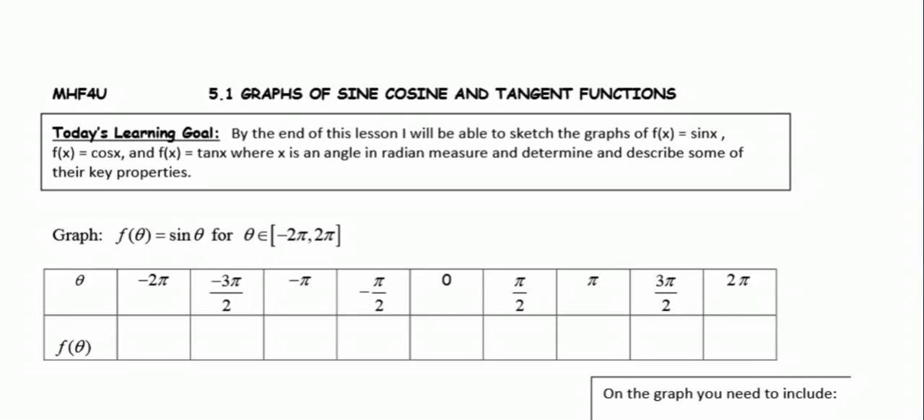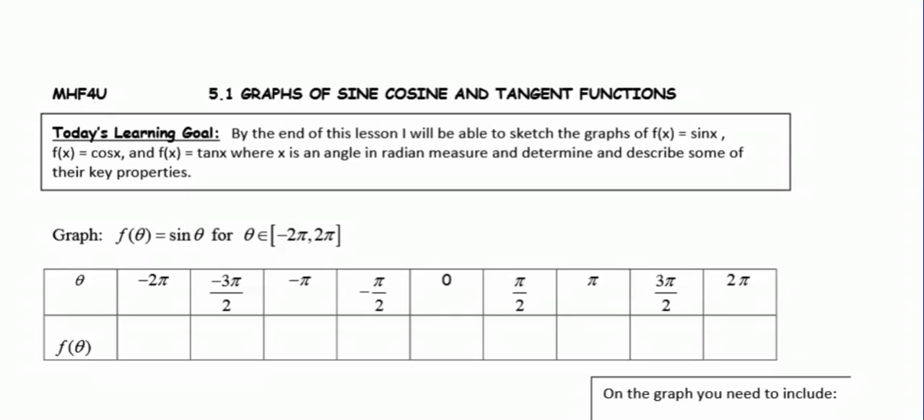Today we're going to do 5.1, graphs of sine, cosine, and tangent functions. By the end of the lesson, you should be able to sketch f of x equals sine x, f of x equals cos x, and a new one, f of x equals tan x. But the difference is that x is going to be an angle in radian measure. And you should know some of the properties of these graphs as well.